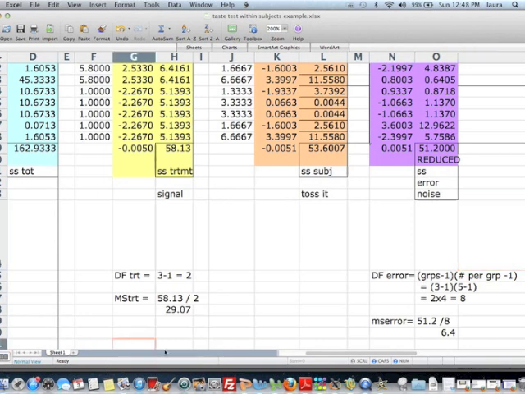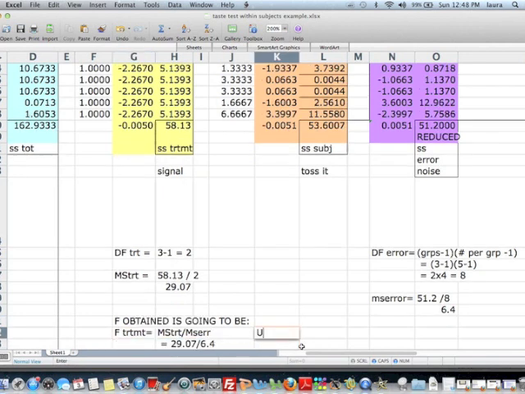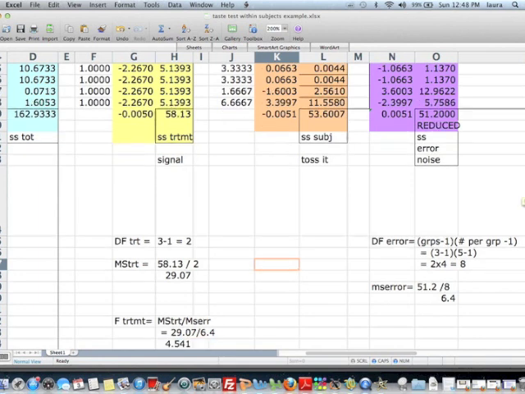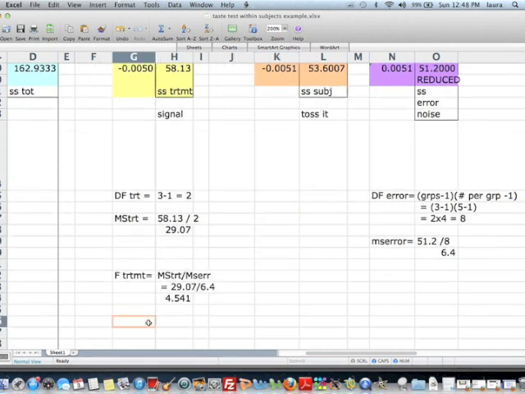Now I want you to make F obtained, which is going to be mean squares treatment over mean squares error. So you're going to use in the denominator this reduced mean squares that we just did. Pause the video, see if you get it right. And if you did it right, 29.07 over 6.4, 4.541. Now, pause the video and look up F crit at an alpha of 0.05 using the degrees of freedom you just computed.